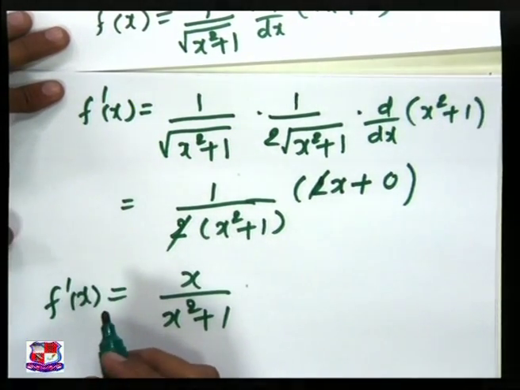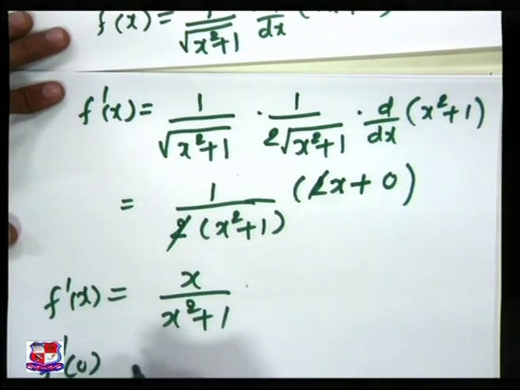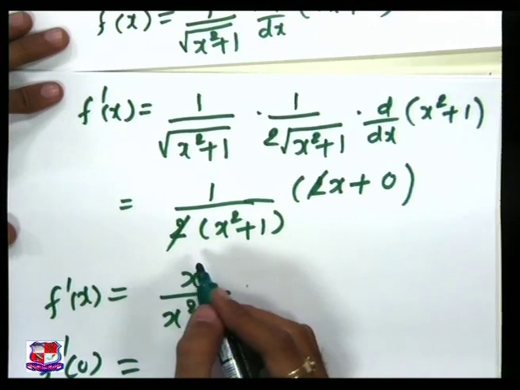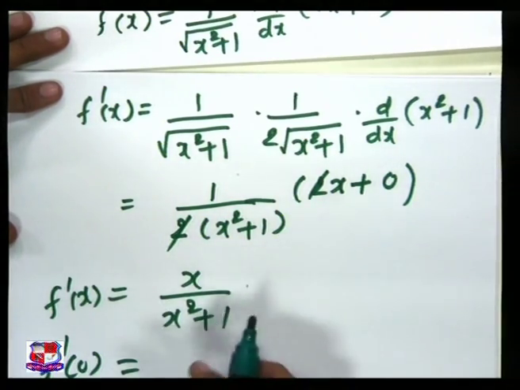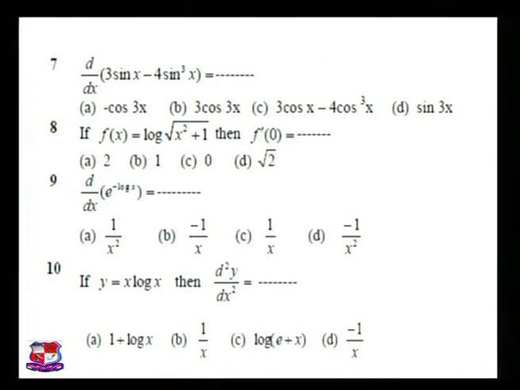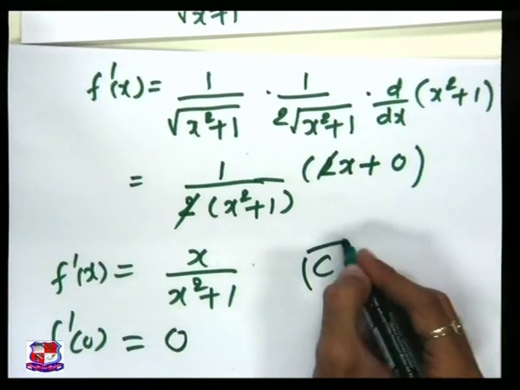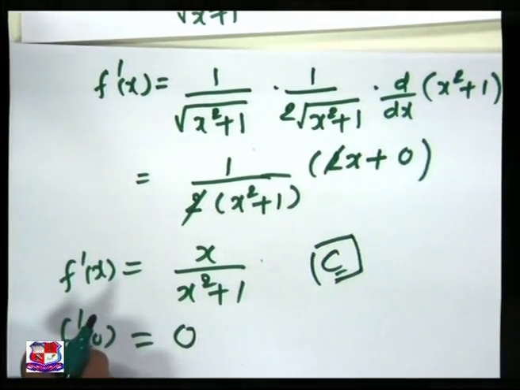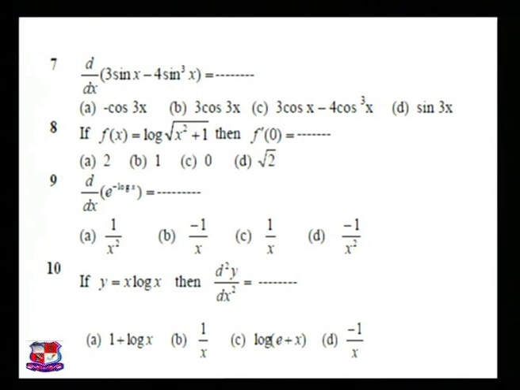We need to find f dash 0. So if we put x equal to 0 here, then we will get 0 upon 1, that is 0. So f dash 0 is equal to 0. That is our answer, and 0 is given in option C. So our answer is C for the 8th MCQ. Answer is f dash 0 is equal to 0, right? So this is the solution of number 8.